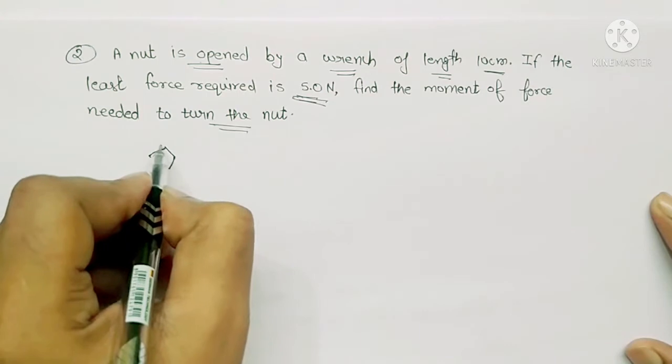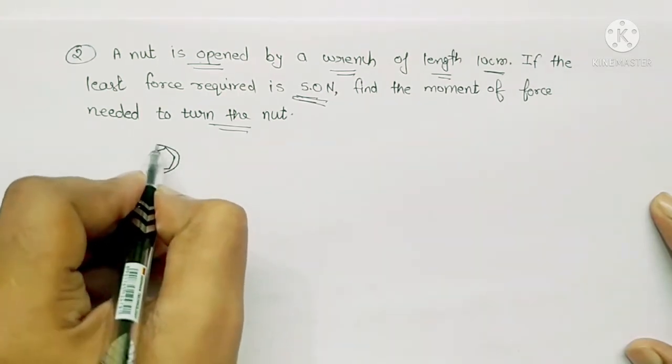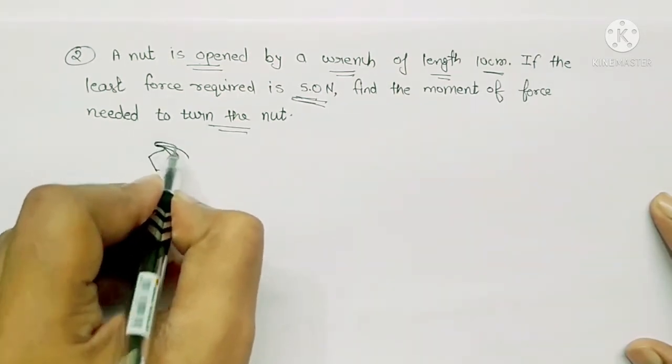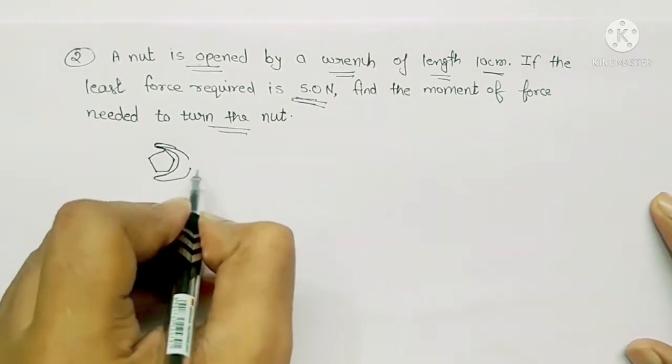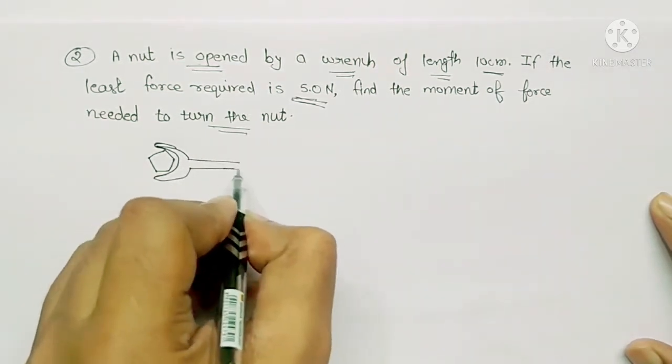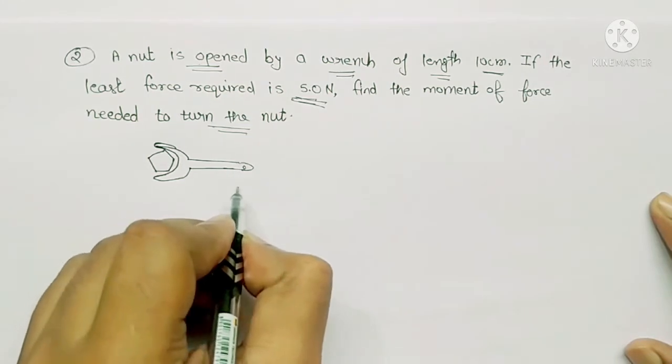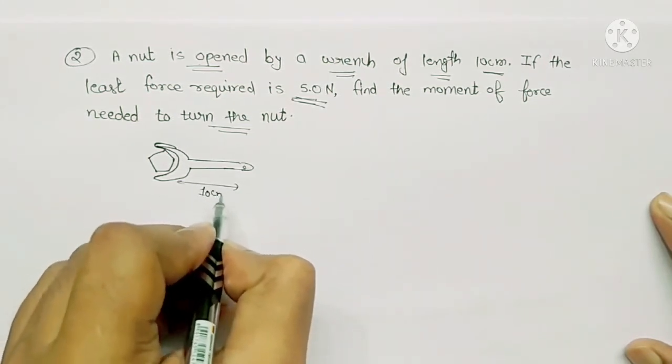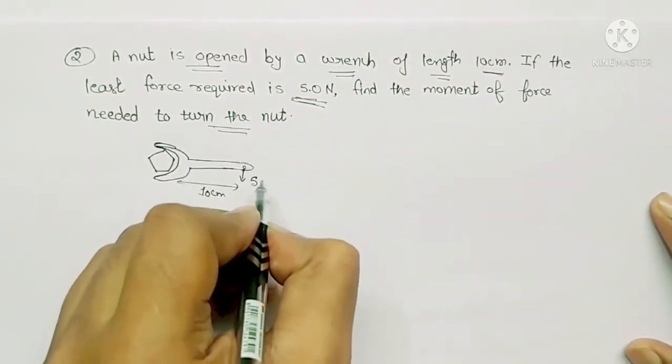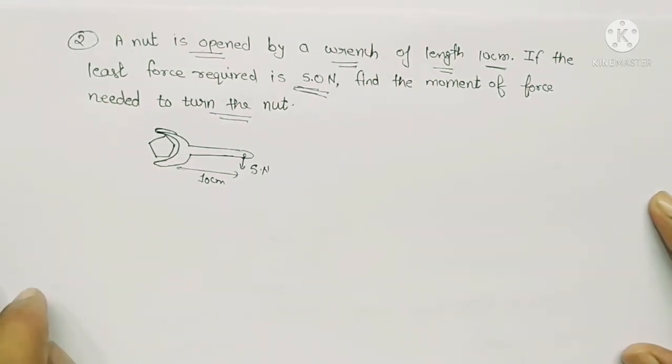So let's say you have a nut like this and you want to open this. You have a wrench, something like that. See, in the exam you don't have to draw the diagrams. This length is what? 10 centimeter, and the force applied is what? 5 Newton.